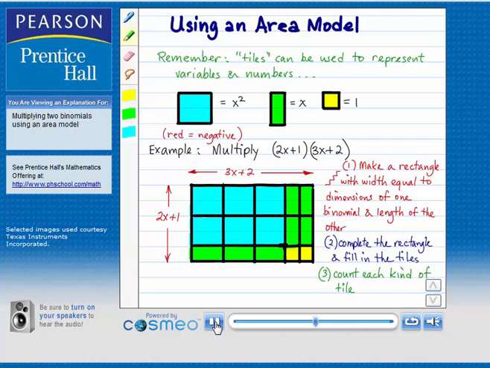Hi there, this is Mr. Jones, and I'd like to help you to multiply binomials by using an area model.